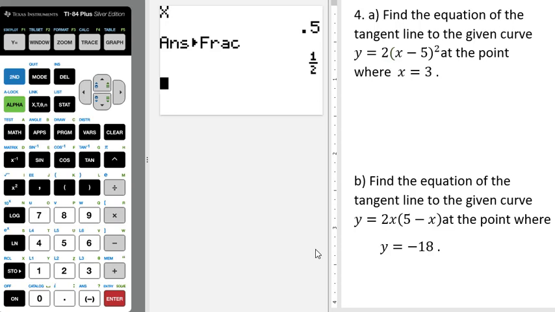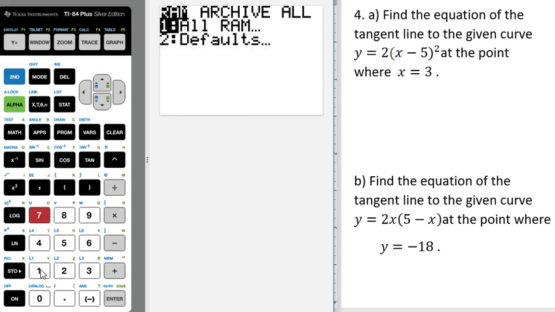Now I will show you using a graphing calculator to do some questions of first derivative. When you have a graphing calculator, make sure you reset the memory. So we do second plus 712.